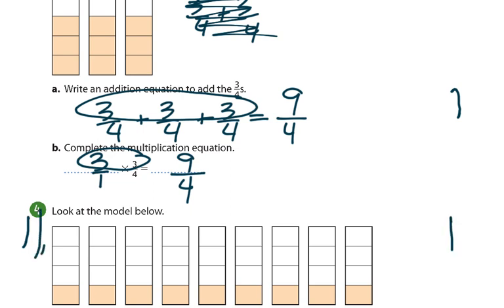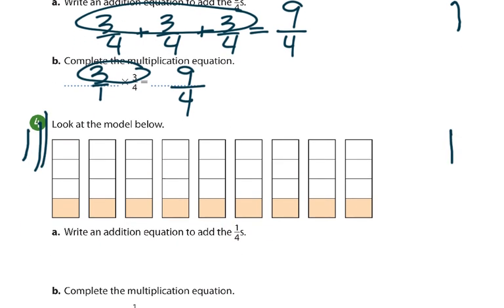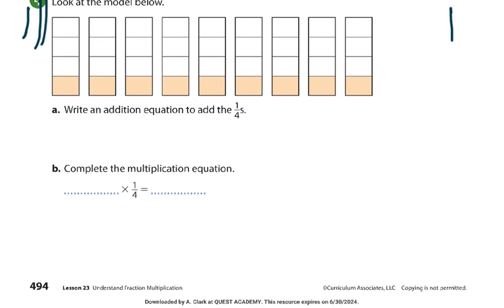Let's go to 4. Man, the screen does not think my fingers work today. Look at the model below. What's being represented in this one, Dryston? 1/4, and we have 1, 2, 3, 4, 5, 6, 7, 8, 9. We're going to draw it 9 times.